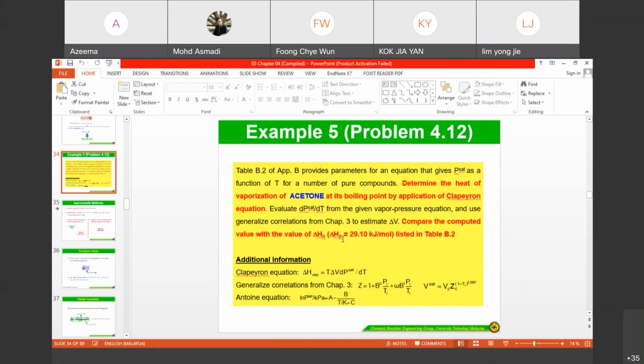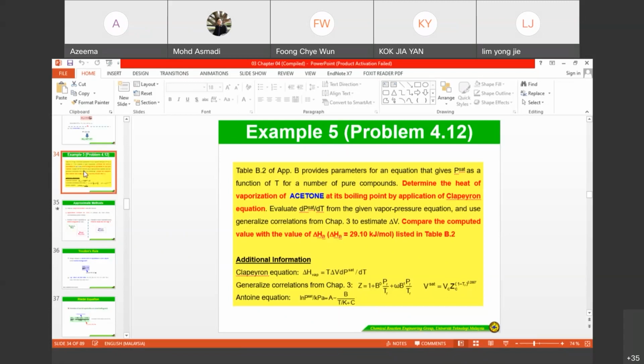So the additional information is given below. The Clapeyron equation states that delta H evaporation equals T delta V dP saturated divided by dT. And the generalized correlation from chapter 3, so this one you have to use: Z equals 1 plus B0 plus omega B prime. And also V saturated, that one is for the liquid, because you need to determine delta V from the liquid and vapor.